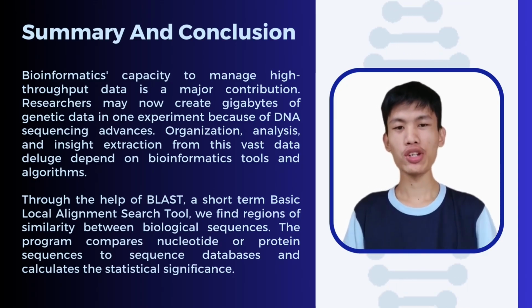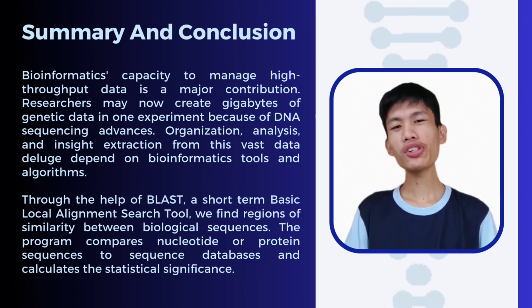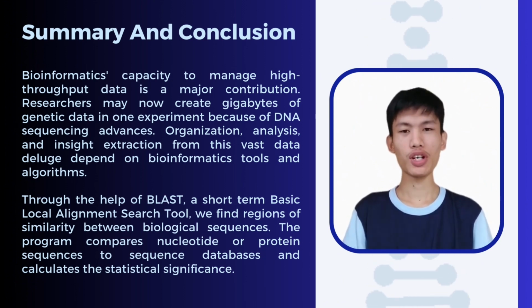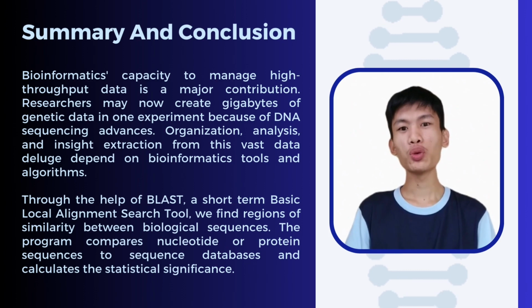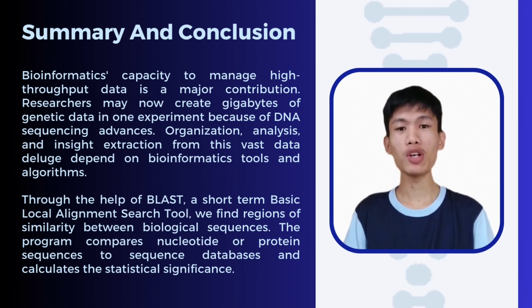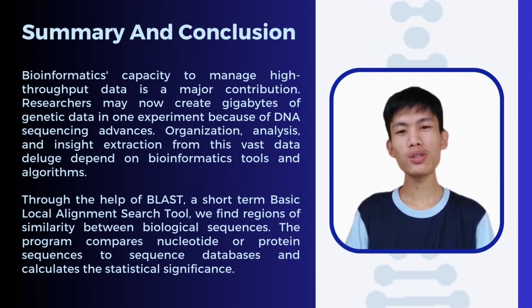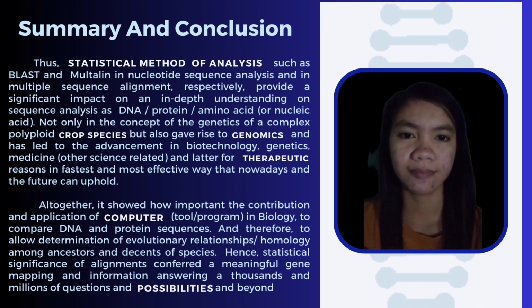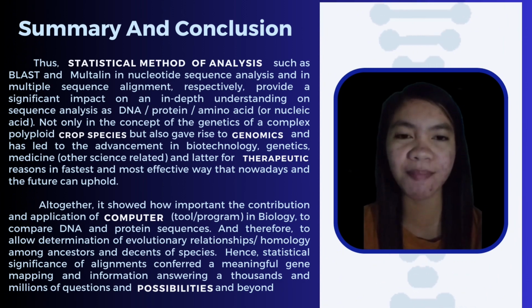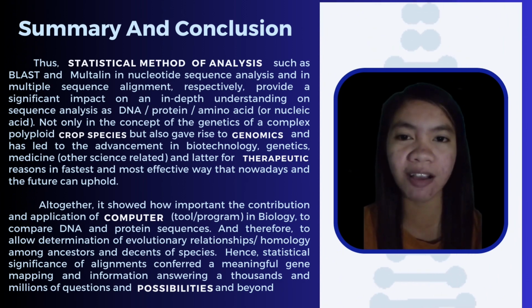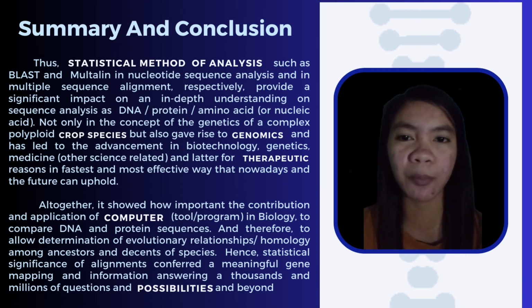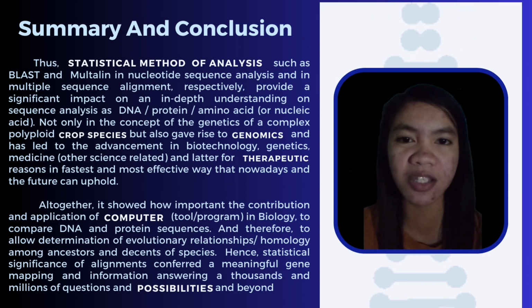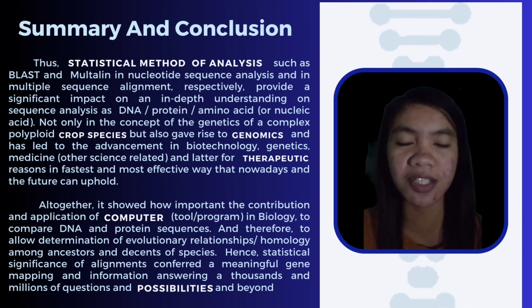Bioinformatics' capacity to manage high-throughput data is a major contribution. Researchers may now create gigabytes of genetic data in one experiment because of DNA sequencing advances. Through the help of BLAST, we find regions of similarity between biological sequences. The program compares nucleotide or protein sequences to sequence databases and calculates statistical significance. Thus, the statistical methods of analysis in bioinformatics provide a relevant use not only in a certain complex crop species, but also in modern biology and medicine, showing the importance of computers in answering thousands and millions of questions and possibilities in biological data, and to further contribute to the future of the human genome.